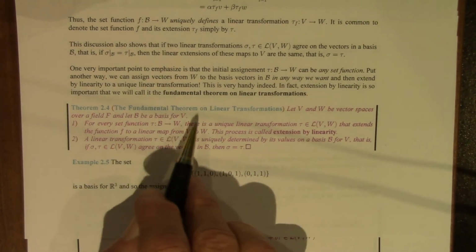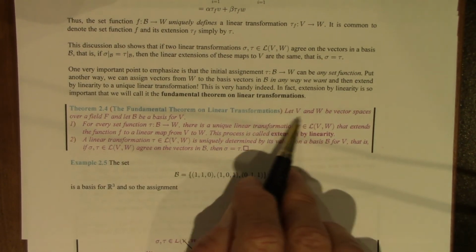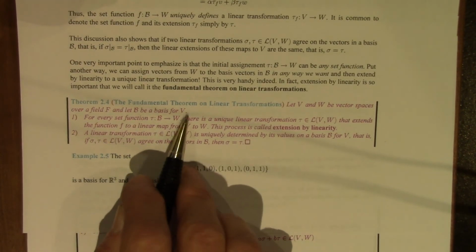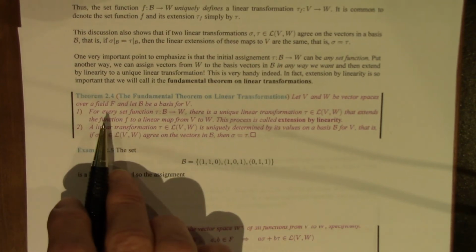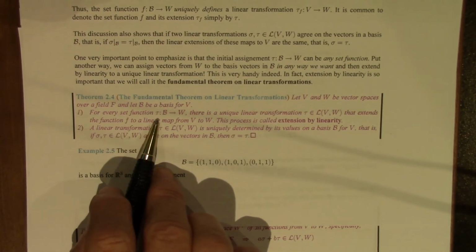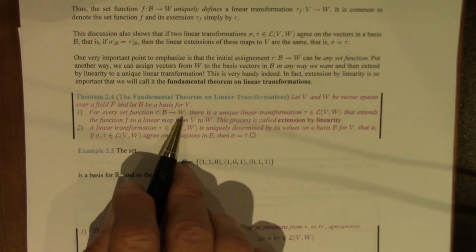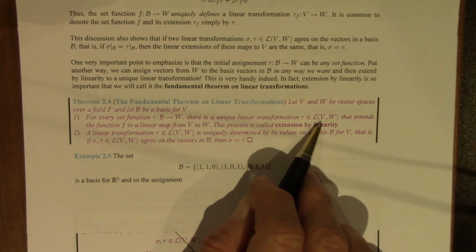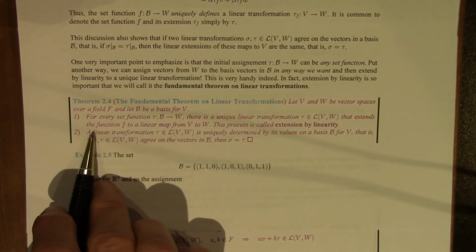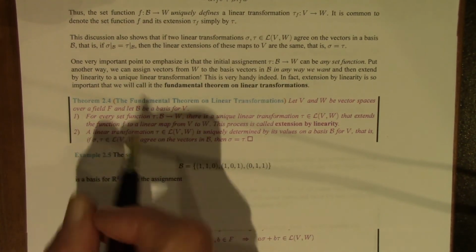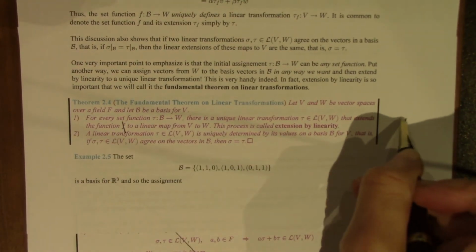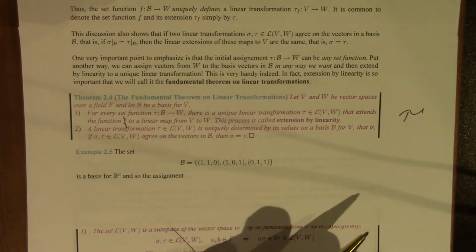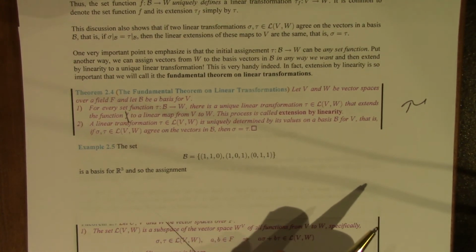And it has two parts, and it goes like this. V and W are vector spaces over the same field F. B is a basis for V. Then part one: for every set function tau from B to W, there's a unique linear transformation tau from V to W that extends tau. And this process is called extension by linearity.